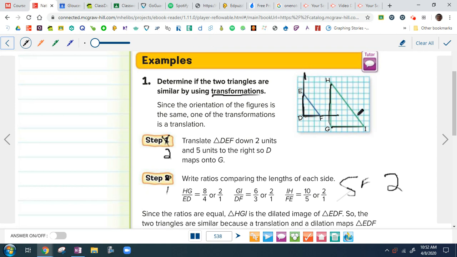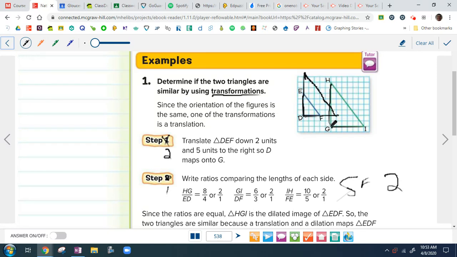So we have a dilation by a scale factor of 2 with the center of dilation at D. And then we're going to take that whole thing and slide it on top. Sorry, I'm not very good with my trackpad here. So we can say it looks like a translation that would move us down 2 and over 1, 2, 3, 4, 5 to map it right on top.